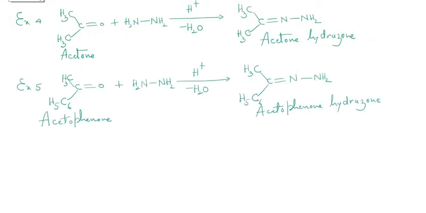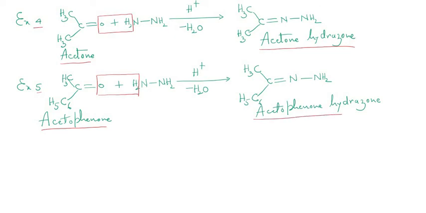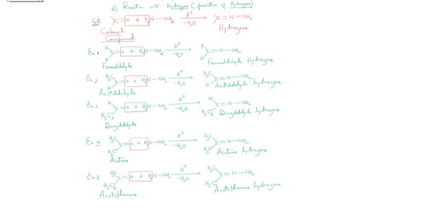In the next 2 examples, that is example 4, I have taken here an aliphatic ketone, that is acetone. It also will be reacting in a similar manner with hydrazine with loss of water molecule to give acetone hydrazone. And the next one, example 5, is an aromatic ketone. It is simply called acetophenone, right? So this molecule will be losing a water molecule when it reacts with hydrazine, and the product will be acetophenone hydrazone.